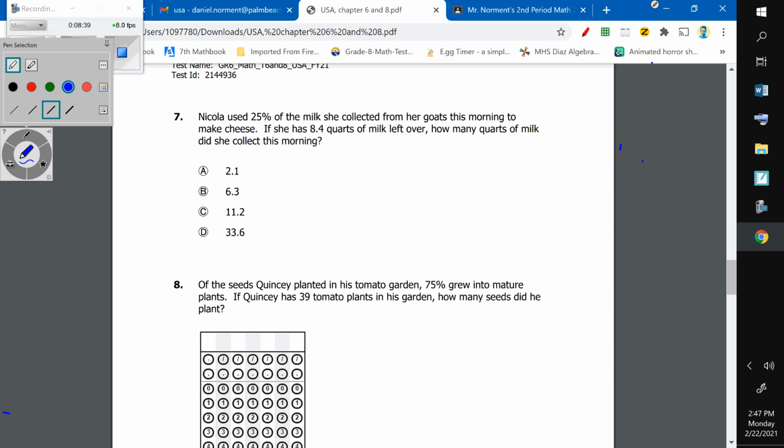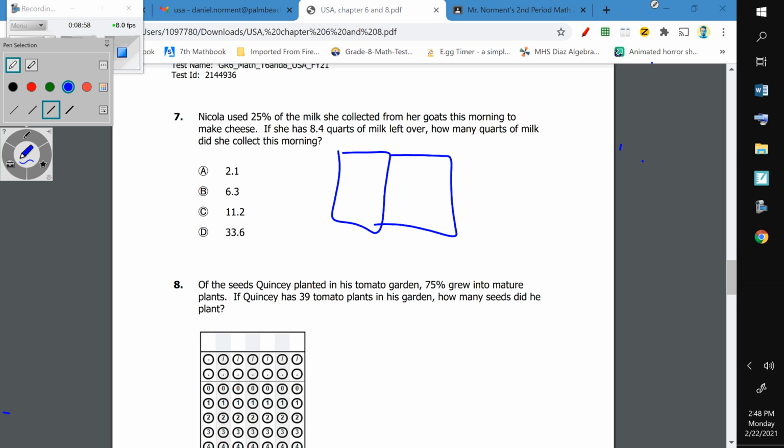If she used 25%, actually, I might have missed this one wrong as well yesterday. She used 25% of the milk she collected. Oh, so I did miss this one. I actually told my students the wrong thing yesterday. Oh well. So, quarts are 1/4, okay?